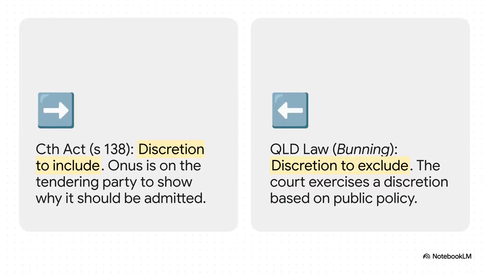And check this out. Section 138 for improperly obtained evidence completely flips the script. In Queensland, under Bunning v Cross, the judge has a discretion to exclude evidence. But under the Commonwealth Act, it's framed as a discretion to include it. The starting point is that the tainted evidence is out. The party who wants it in has to convince the judge why it should be admitted. It's a huge shift in the burden and perspective.